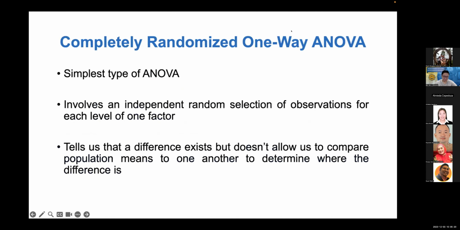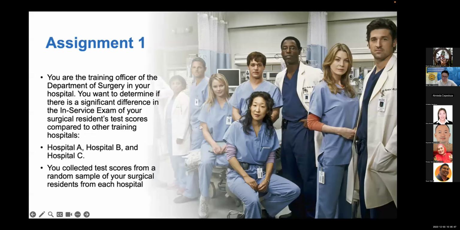Okay. So, an example of ANOVA is the completely randomized one-way ANOVA. It's the simplest type and involves an independent random selection of observations for each level of one factor. It can tell us that a difference exists, but cannot allow us to compare populations and determine where the actual difference is.